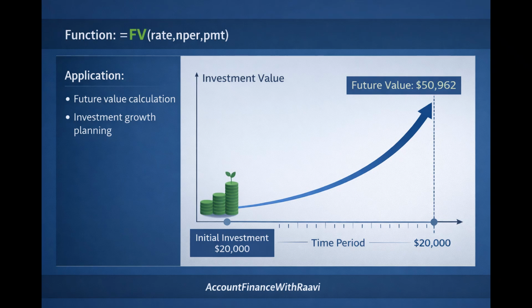Normally we'll be using this future value function in investment growth planning, and in order to do some financial planning. For your understanding, a simple example is given. If you are making an initial investment of 20,000, then what will be the value of this 20,000 after a specific period of time? If you assume the future value of this 20,000 after 10 years, there we can use this future value function in Excel, and accordingly you can compute the future value. So here 20,000 will become 50,962 after a specific period of time.